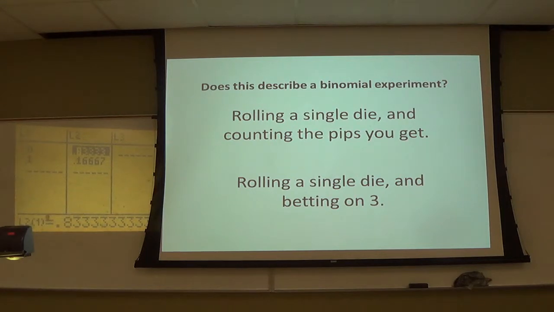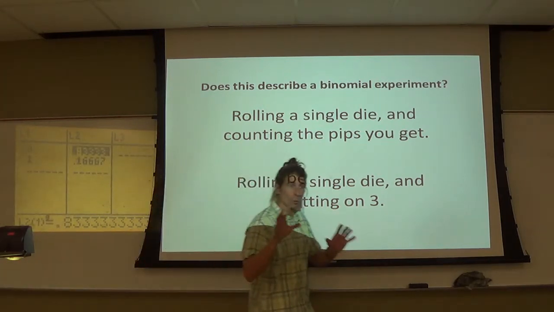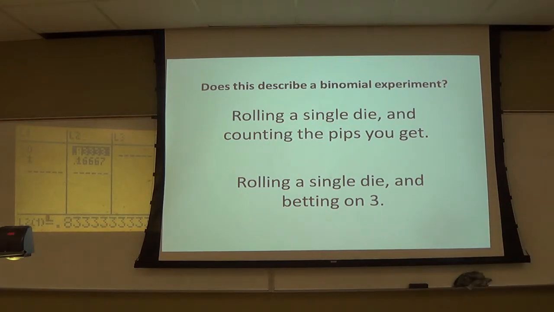You have to keep track, and always ask yourself, what variable am I interested in measuring? What am I measuring? It's correct to say you're interested in the number of pips that you get, but only because you bet on 3. So you're more interested in whether you got a 3 or not. Does that make sense? You have to count the pips for that, obviously, but you're more interested in the number of 3s that you get. Cool so far?